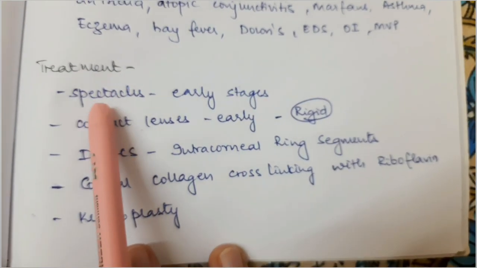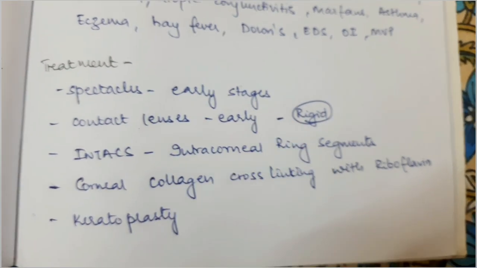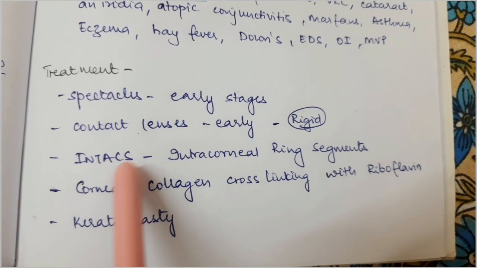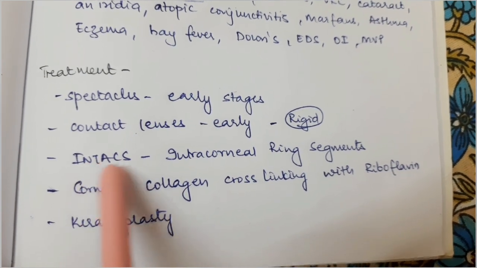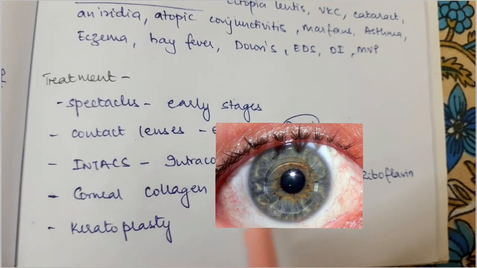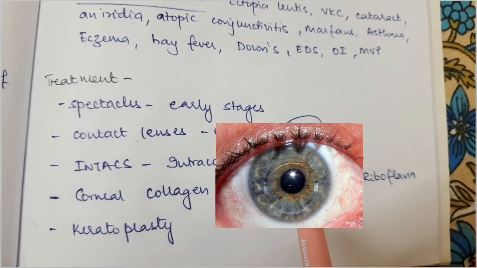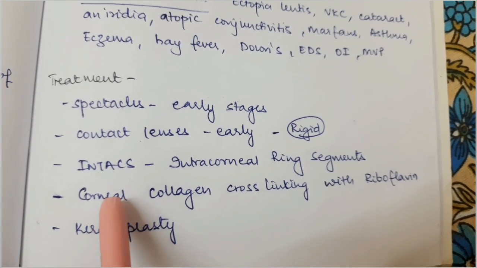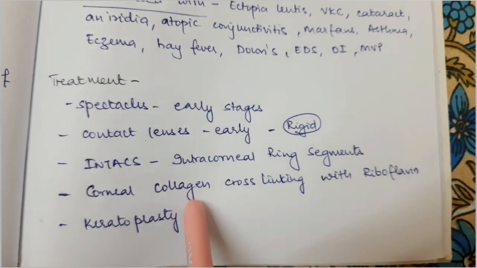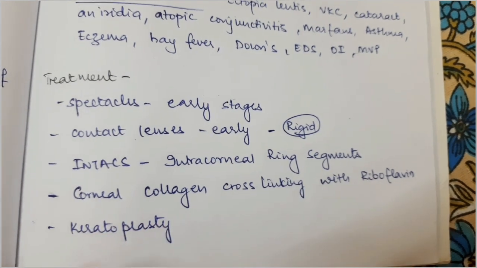For the treatment, we can prescribe spectacles in the early stages and also contact lenses, which are specifically rigid contact lenses. But later we have to go for a surgery, in which the surgery we can use is intacs, which is insertion of intracorneal ring segments inside the cornea, which lead to flattening of the cornea. Other than that, we can use corneal collagen cross-linking with riboflavin. Keratoplasty is a late procedure.